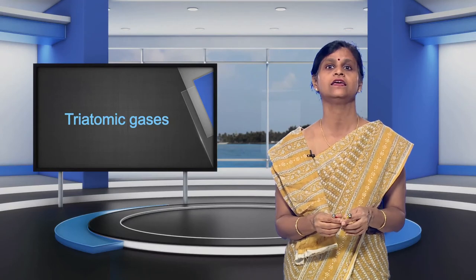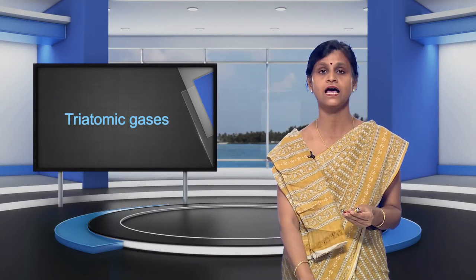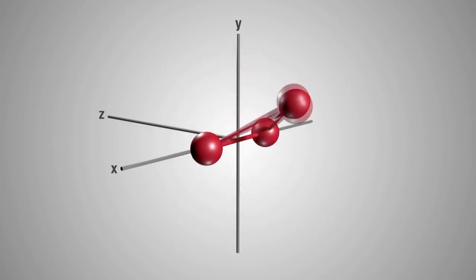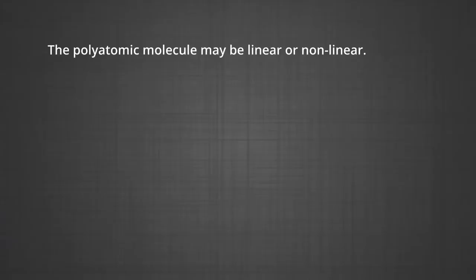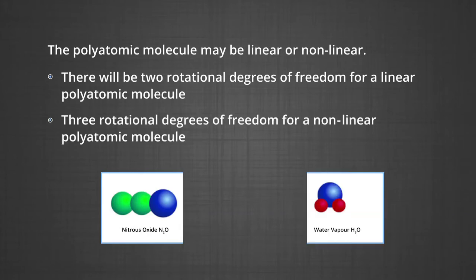In the non-linear triatomic molecule, rotation about all the 3 axes is allowed. Hence, there will be 3 degrees of freedom associated with the rotation of the molecule. So, you can see over here, in the case of polyatomic molecules, the molecule may be linear or non-linear. Generalizing the above analysis, there will be 2 rotational degrees of freedom for a linear polyatomic molecule and 3 rotational degrees of freedom for a non-linear polyatomic molecule.